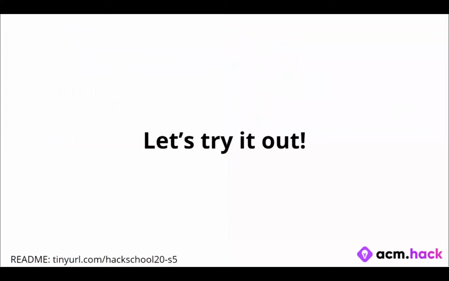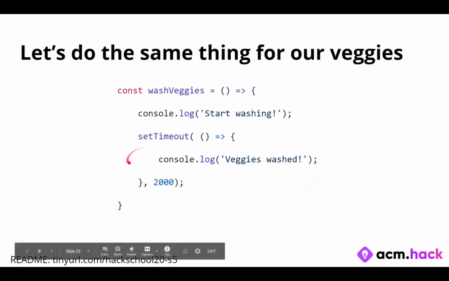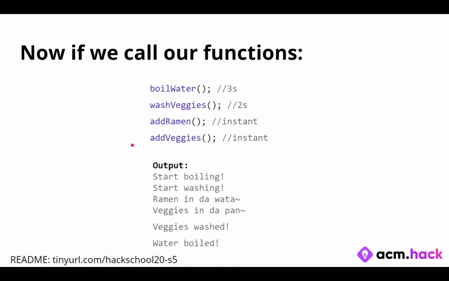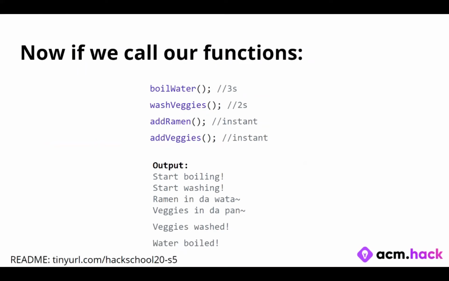So let's go back to our slide. So let's see what happened. Right. So we did the same thing for our veggies. This should look pretty familiar. And then we called our function like this. Right. And this was our output. As you see, this mirrors the output. Yeah. So does anyone notice a problem with this?